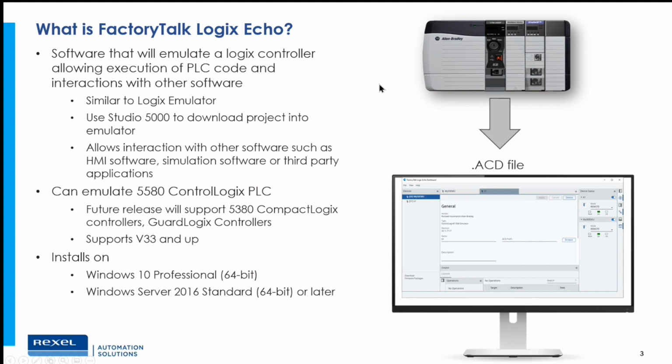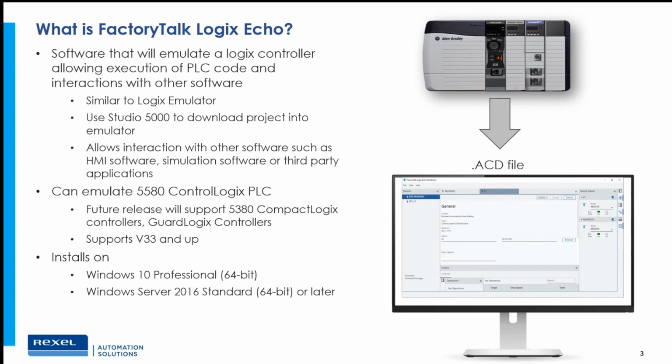All right, so what is FactoryTalk Logix Echo? In very general terms, it is software you put on a Windows environment that will emulate a Logix controller, and it allows the execution of PLC code and gives interactions with other software. Like I said, it's similar to the Logix Emulator that was out there before, but it's got a lot of new features that make it a lot easier to use. So you can use Studio 5000 to download your project into the emulator, similar to Logix Emulator, but it'll be a little more streamlined. And it's going to allow interactions with other software, like HMI software, simulation software, third-party applications, and stuff like that.